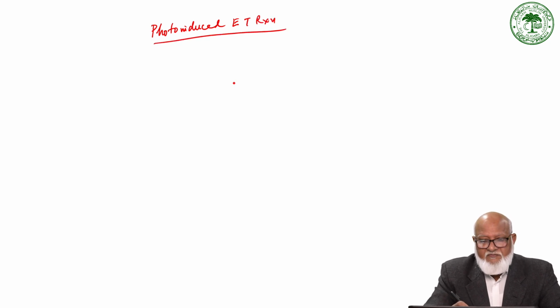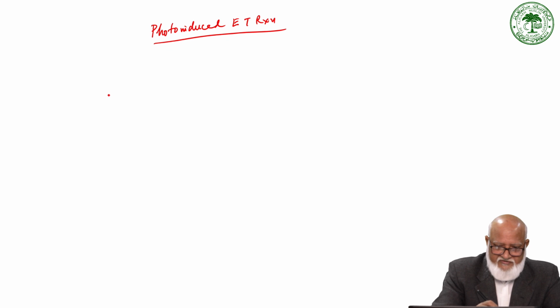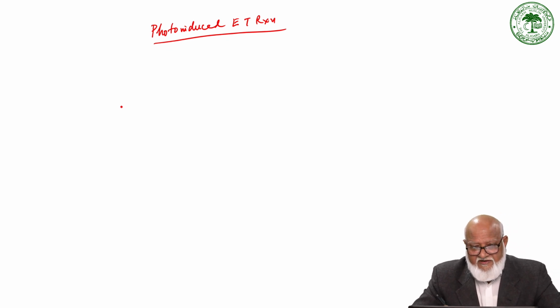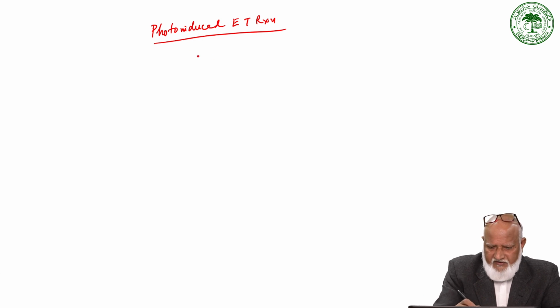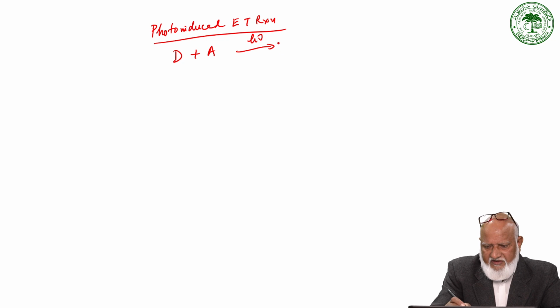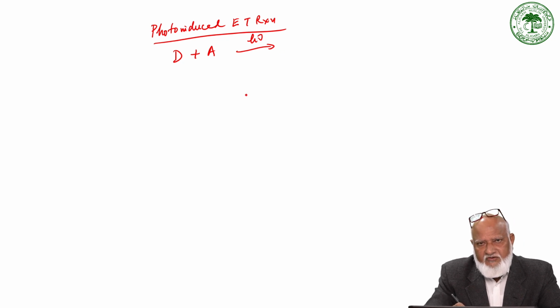We have already started photo-induced electron transfer reactions last time. We have already seen a few examples of this, and we have mentioned that this involves a donor and an acceptor in the presence of light. There is an electron transfer from donor to acceptor.